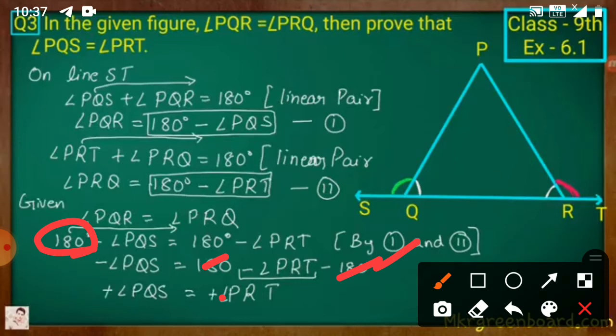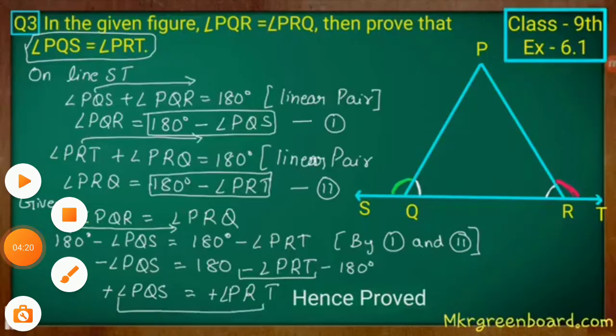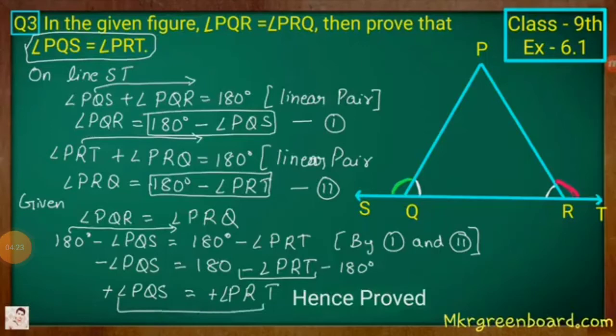Therefore what we got as answer? Angle PQS equals PRT. That is only what they are asking. Yes, we proved. Next question. Hence proved. We'll start the next one.